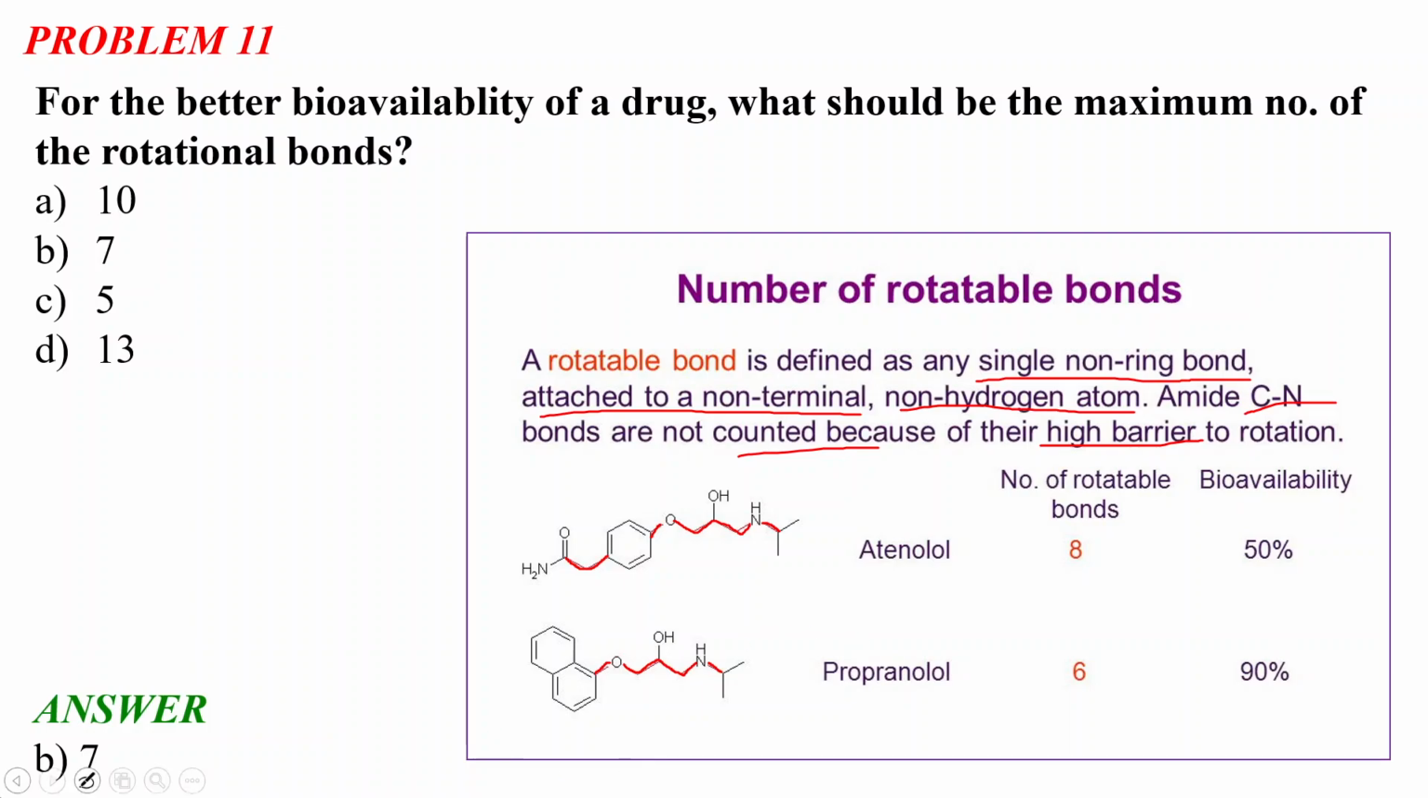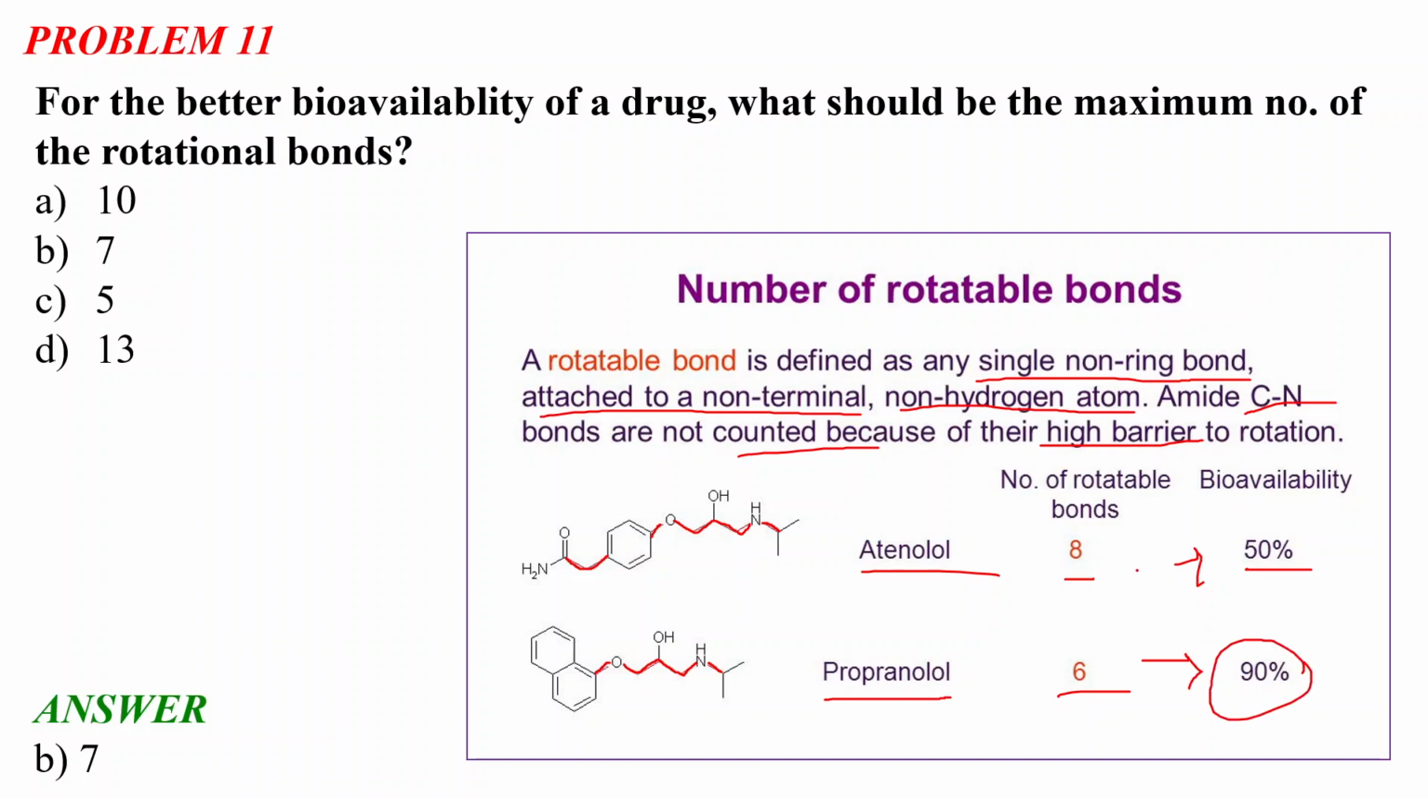Here is a very good example. There are two drugs, atenolol and propranolol. In the first one the number of rotatable bonds is 8, and you can see the bioavailability is only 50%. But for the second one the number of rotatable bonds is less, which is 6, and it has a very good bioavailability of 90%.